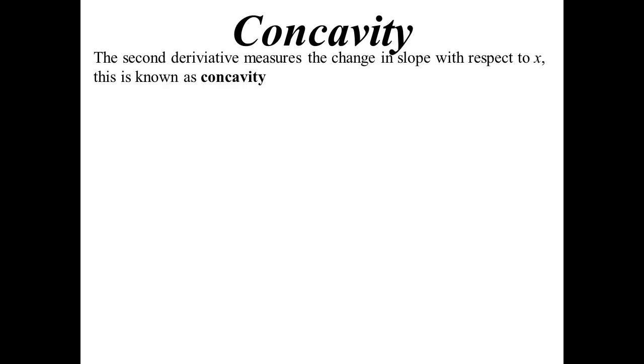Let's talk about concavity now that we've seen the second derivative. So basically that's what the second derivative measures. It measures a curve's concavity. Remember, a derivative measures a rate of change. So the first derivative was the slope, or how the y value changes as the x value changes. Well, the second derivative is measuring how the first derivative changes. So how the slope changes. And as I say, we call that concavity.